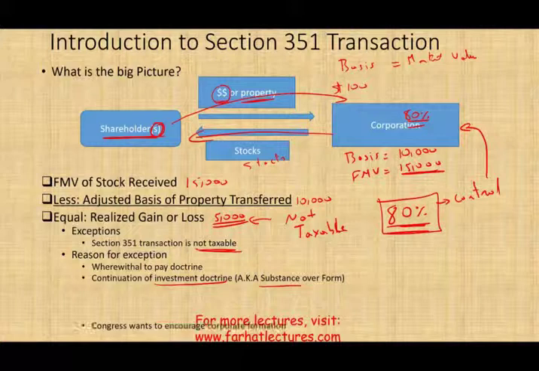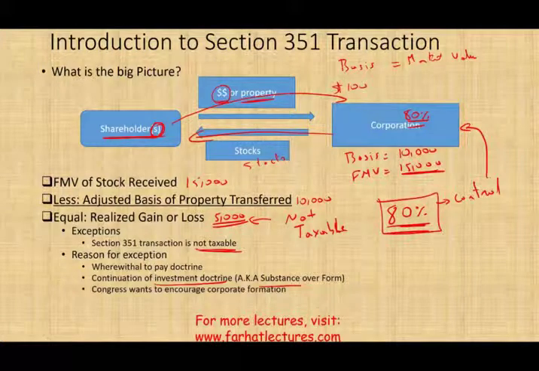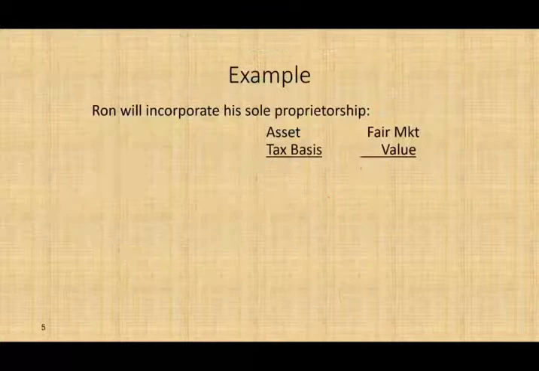Okay, and also Congress wants to encourage businesses to form corporations. So what do they do? They give you a tax incentive. They say when you form a corporation and you contribute property, as long as you control 80% of that corporation, the transfer is tax free. So those are the reasons. Let's take a look at another quick example.